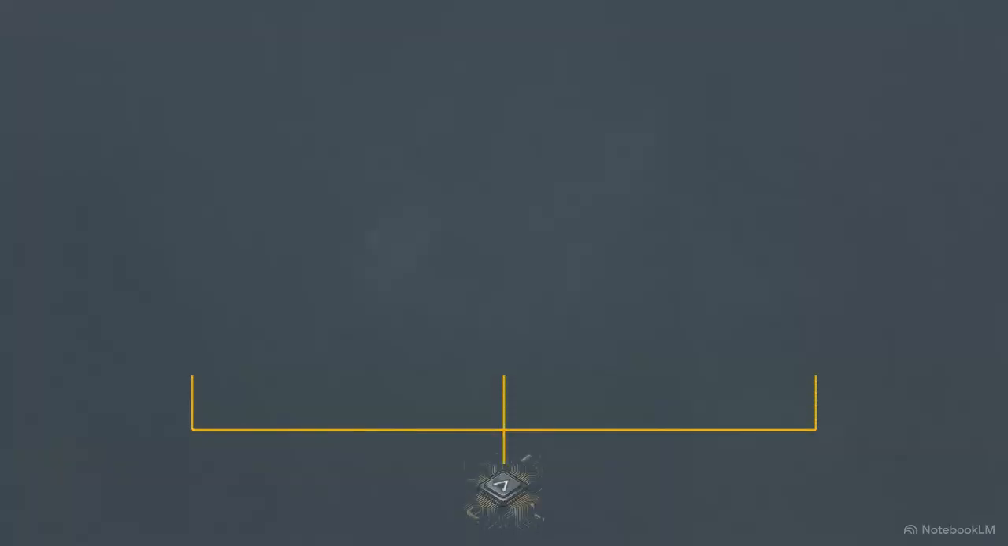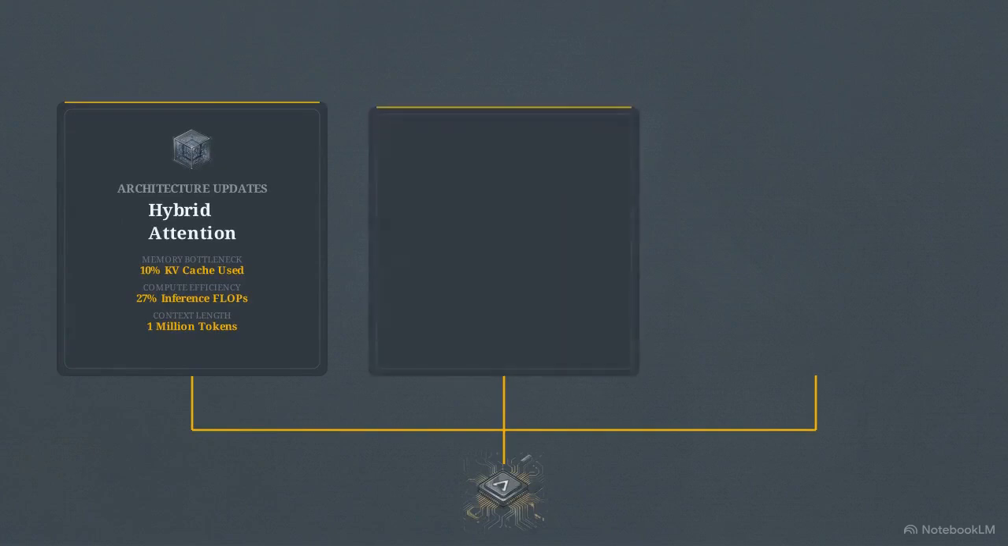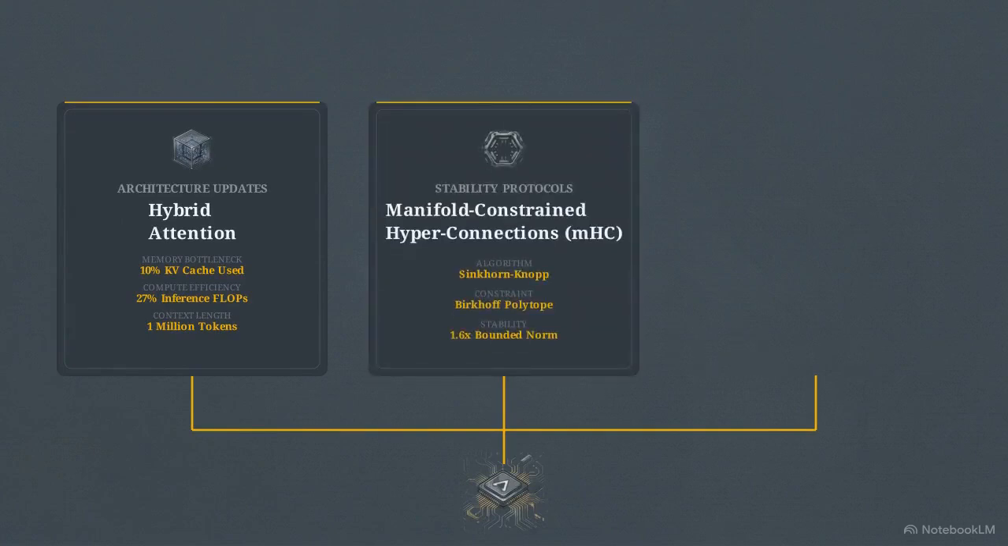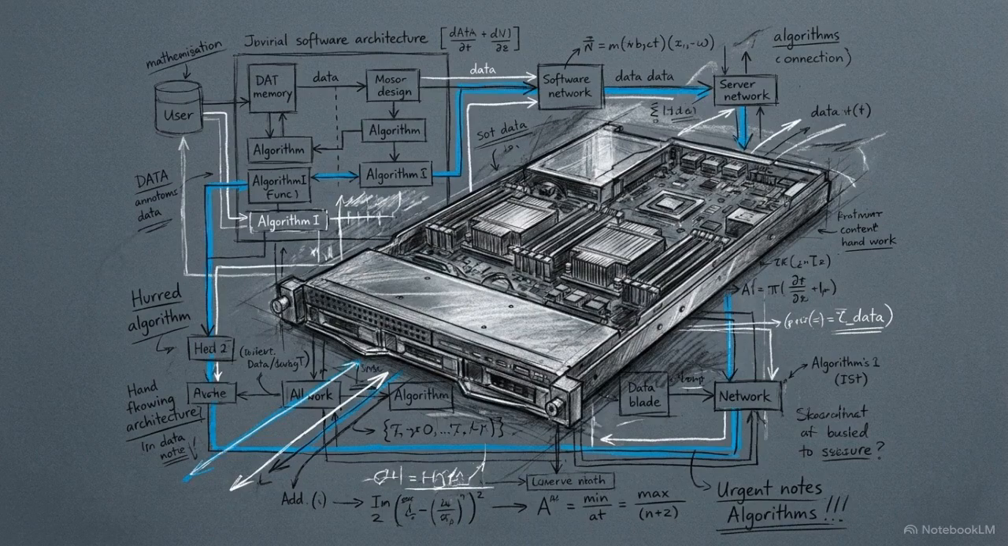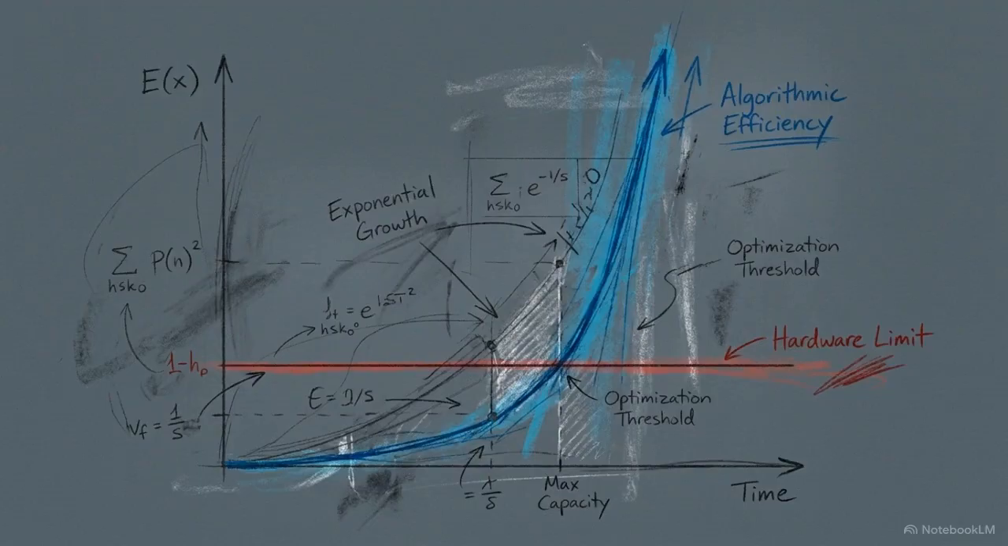DeepSeek utilized 3 specific architectural redesigns to reach this efficiency: hybrid attention, manifold constrained hyperconnections, and on-policy distillation. Achieving this level of logic on restricted silicon shifts the competitive pressure. It suggests that architectural efficiency, not just raw compute access, defines the current performance ceiling.